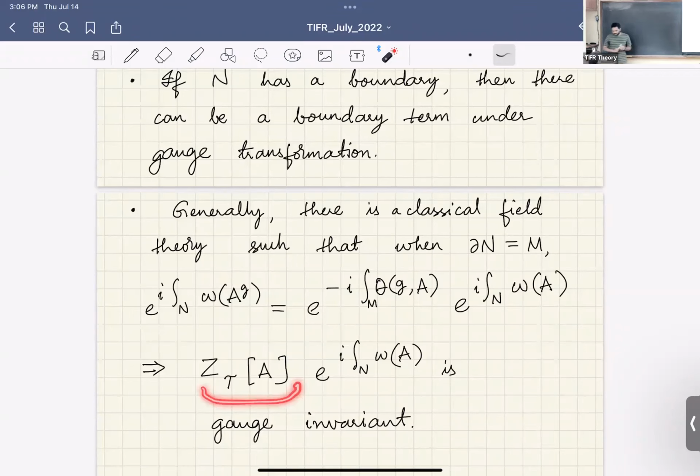Okay. So when you say classical field theory, you mean just a classical function of this background field? Yes. And this is local in your mind? Yeah. Sorry, what is omega? Omega of A. Omega is the classical action for this background gauge field. Thank you.